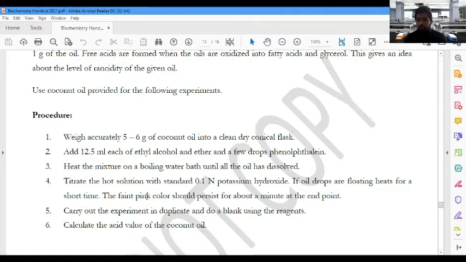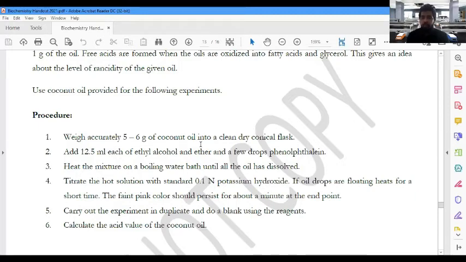Ethyl alcohol, is it a polar solvent or non-polar solvent? So what do you think? Ethyl alcohol, ether. We might think that oil is non-polar and it is well dissolved in ether, and then why do we use ethyl alcohol? So ethyl alcohol is a polar solvent. You know that ethyl alcohol means ethanol.